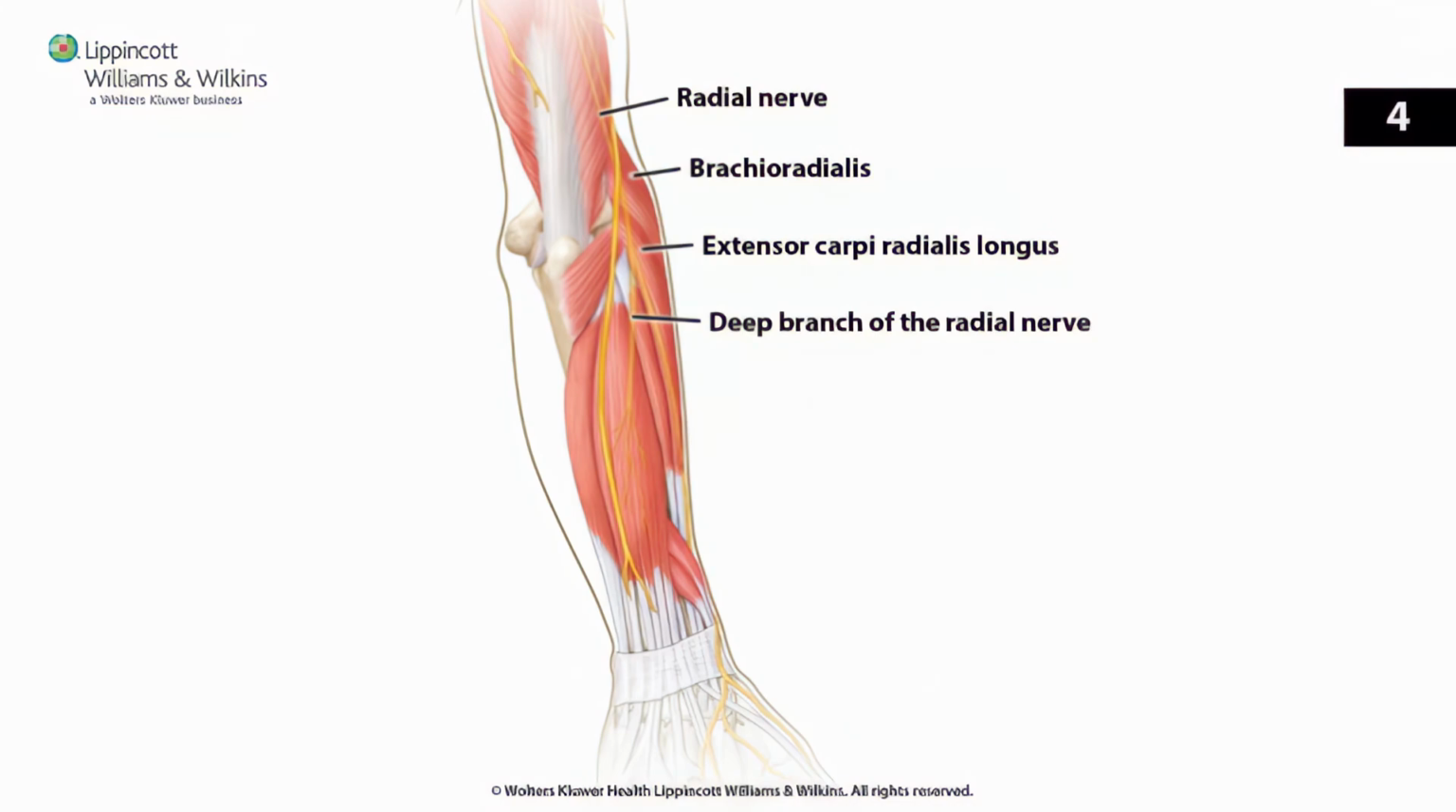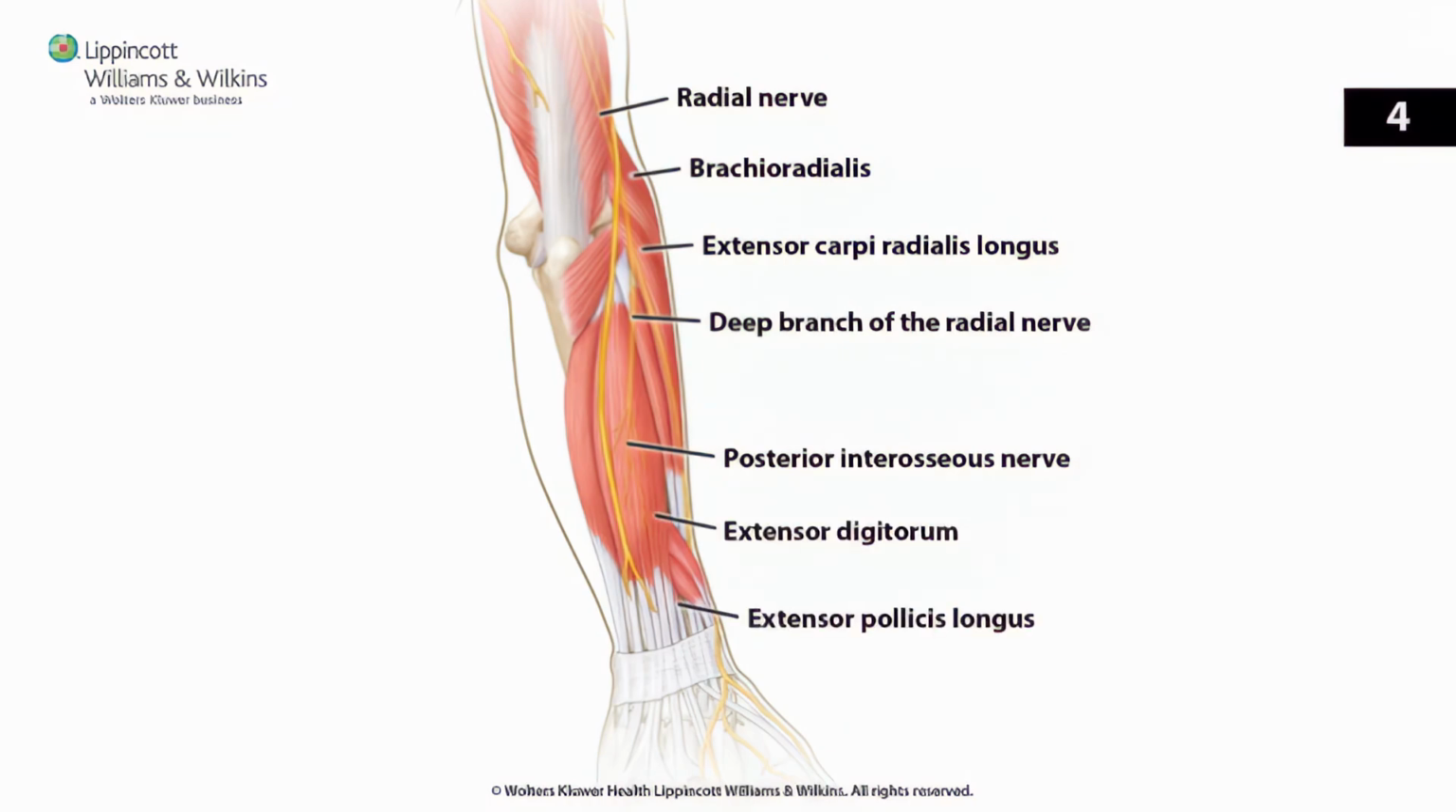Now, the radial nerve distally will become the posterior interosseous nerve, which is going to act on multiple muscles to extend the fingers and the hand. A couple of examples include the extensor digitorum and the extensor pollicis longus. So, when you think of the radial nerve, remember that it generally acts to extend the forearm, the wrist, and the fingers.